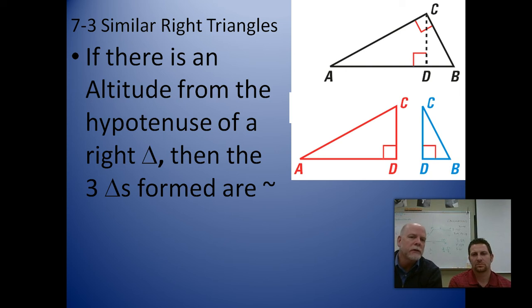So that's what this theorem says. If there is an altitude from the hypotenuse of a right triangle to the right angle, then the three triangles formed are similar. And again, by three triangles, the small one, the medium-sized one, and the big one is the full triangle.